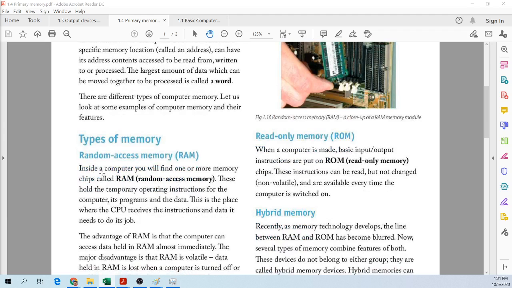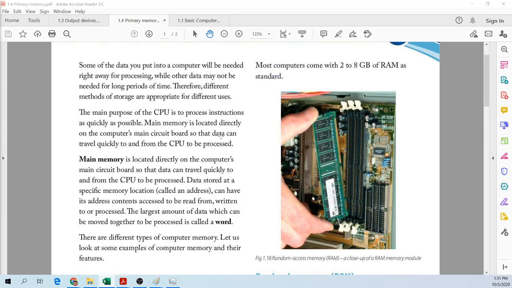We looked at the types of memory: RAM and ROM. So which one is volatile and which one is non-volatile?